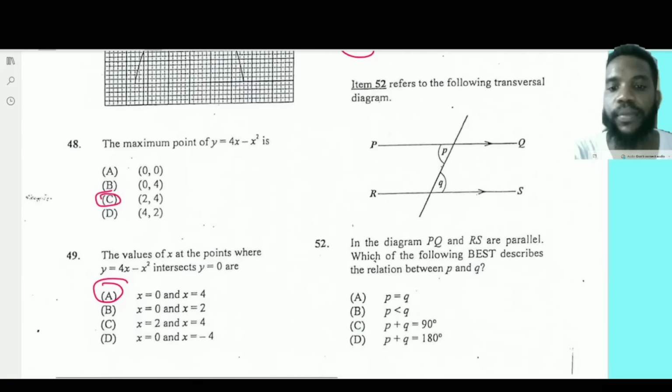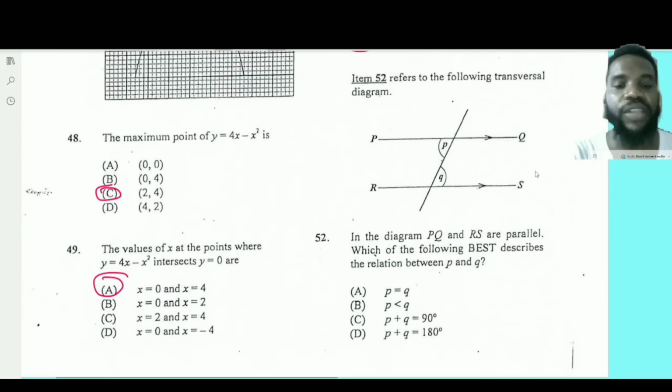Now, in this case, it's always good to be able to see certain things like a Z angle. Once these two lines are parallel, you see the Z? I will know that both angles inside of the Z are equal. So even before you look at the options, what they're asking, you should know the answer. PQ and RS are parallel, which is imperative. Which of the following best describes the relationship between P and Q? Alright, so they fall inside of the Z, which means that they have to be equal. Right, take this thing down a notch.